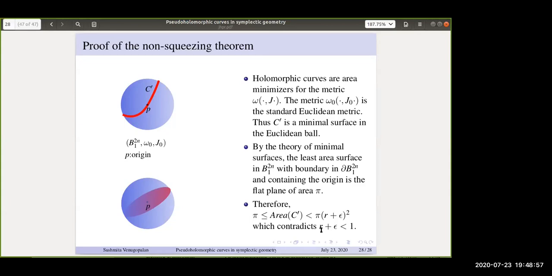Hello. I'm Manav. Is this audible? Yeah, it is. So you've said that holomorphic curves are area minimizers for a given metric, right? Yes, and the metric is given by the omega and J that you are considering. Yeah. So this is an area minimizer under what class of curves? Like, it minimizes.